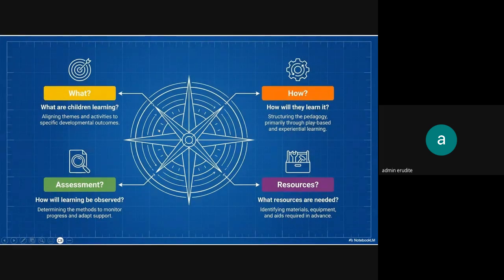Then we look at the second one. The second one is how. How will they learn? How do I make it fun? How do I let them experience it? How do we teach them to go through challenges? How do I keep it play based? That also needs to have a section on your weekly planner to say at the end of the week, how do we fix this? How do we make it more play based?